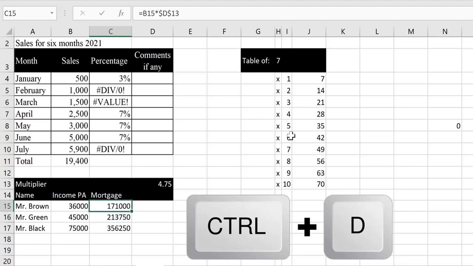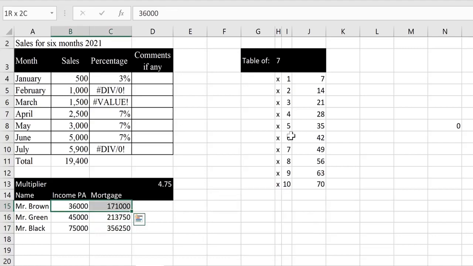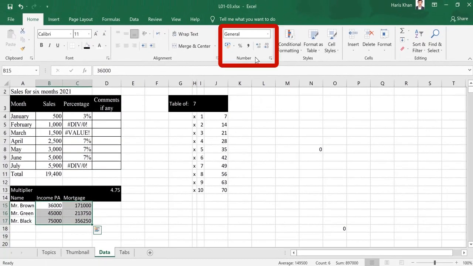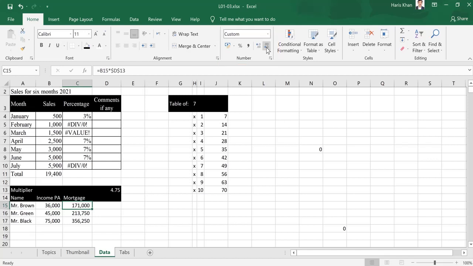So the value of the upper cell is normally copied to the downward cell by pressing Control D, and by making this formatting with the comma separator, we don't need the decimal places. In this case, the B cell is moving relatively, from B15 to B16 to B17, whereas D13 is frozen or fixed, absolute forever, by placing the dollar sign.